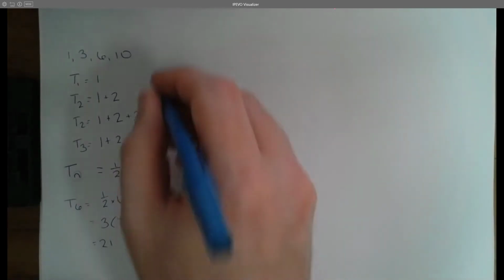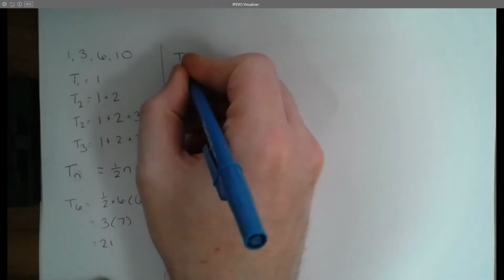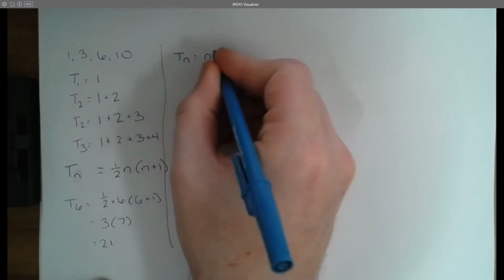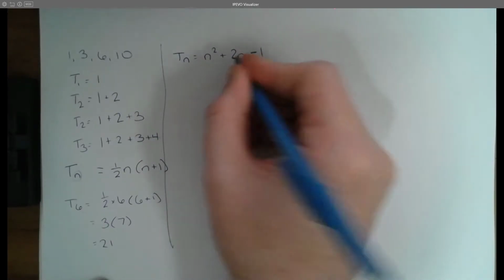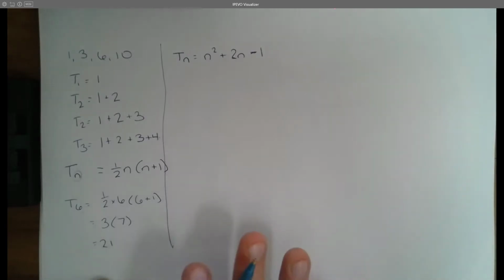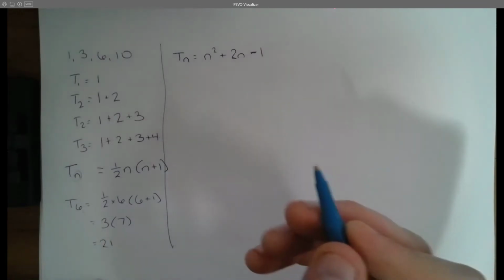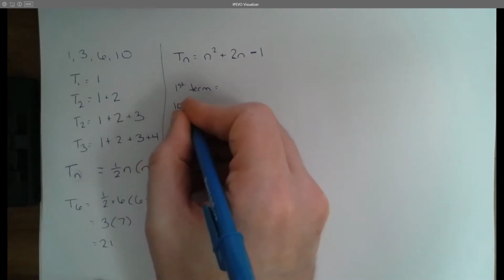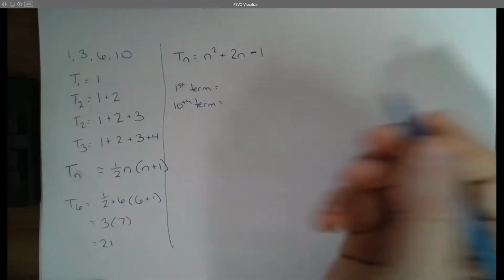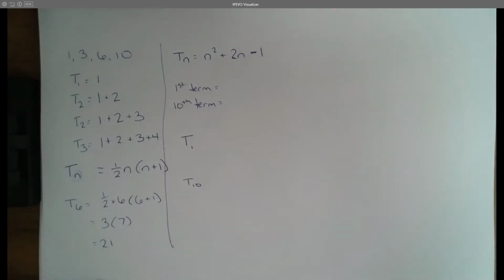Example number 4 is our first one, and it says that the general term of a sequence, Tn, is n squared plus 2n minus 1. So it's a pretty complicated formula. Thankfully, we didn't have to come up with it. We're just given it. And it asks us to find the first term and the 10th term. First term and the 10th term. In other words, what they're looking for is T1 and T10.